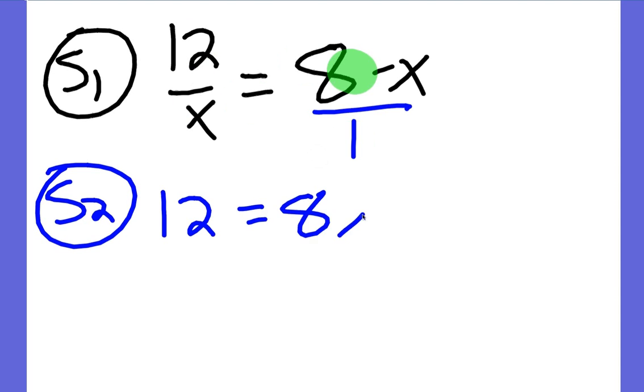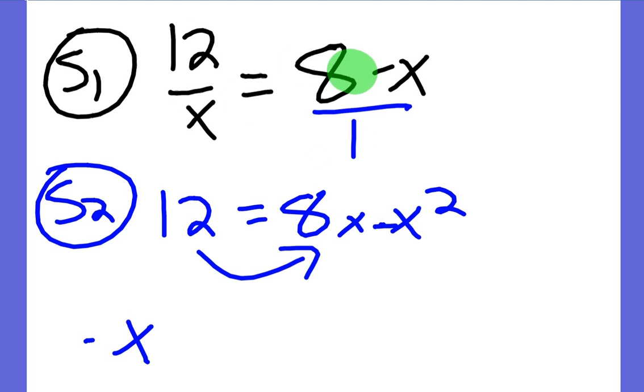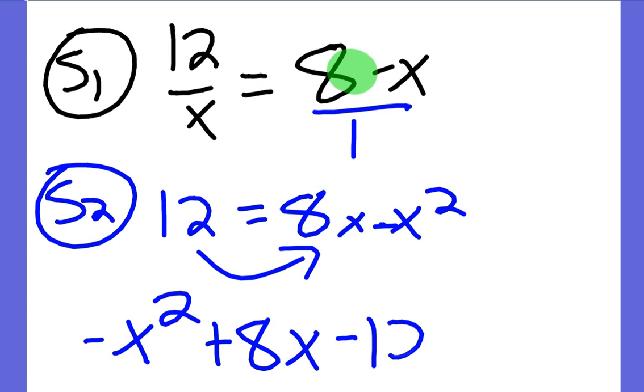equal to 8x minus x squared. Alright, so how do I solve that from there? Well, I'm basically going to get everything on one side and set it equal to 0 and order from greatest to least. Negative x squared plus 8x minus 12 is equal to 0.